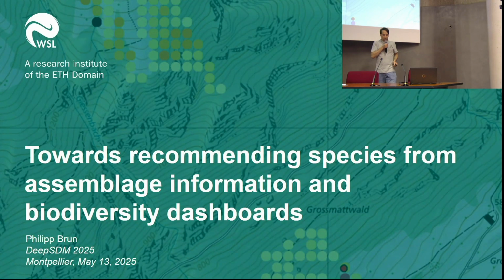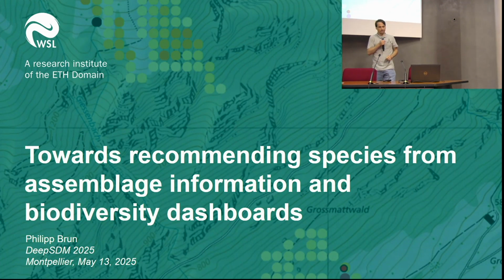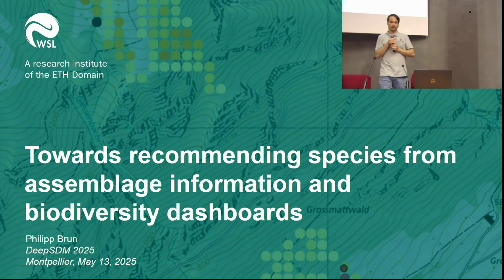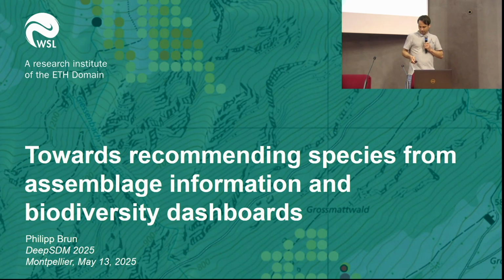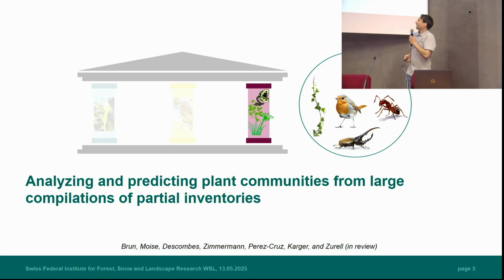So my talk will be about two recent and ongoing projects that are loosely related in the sense that both work with Swiss citizen science data on plants, using some different approaches to try and model distributions. Okay. So the first project uses recommender systems to analyze and predict plant communities from large compilations of partial inventories.